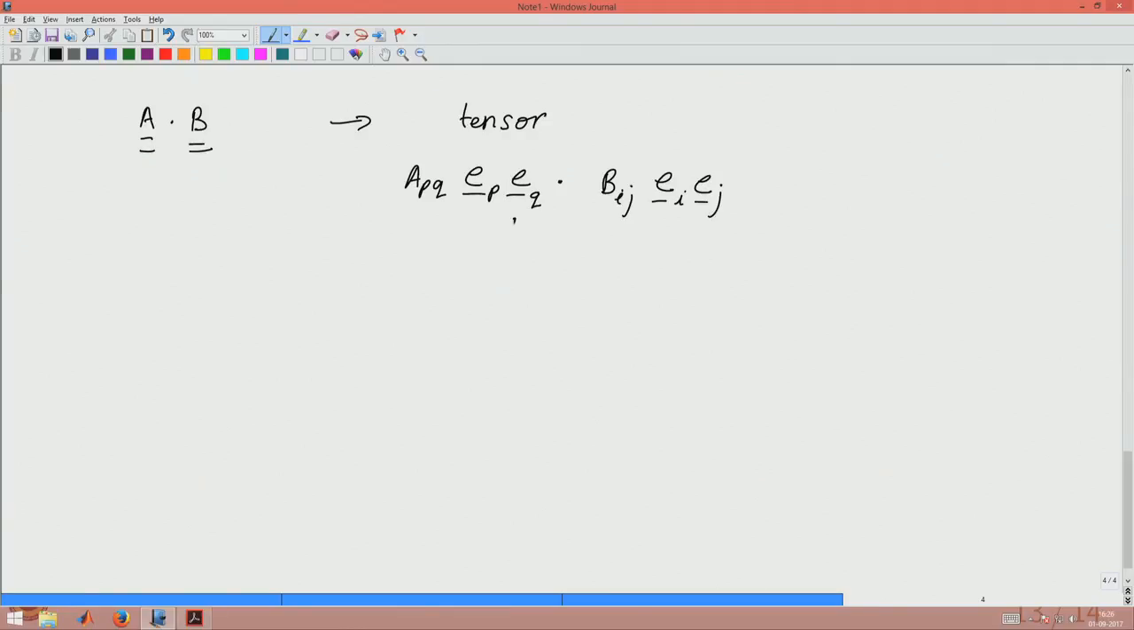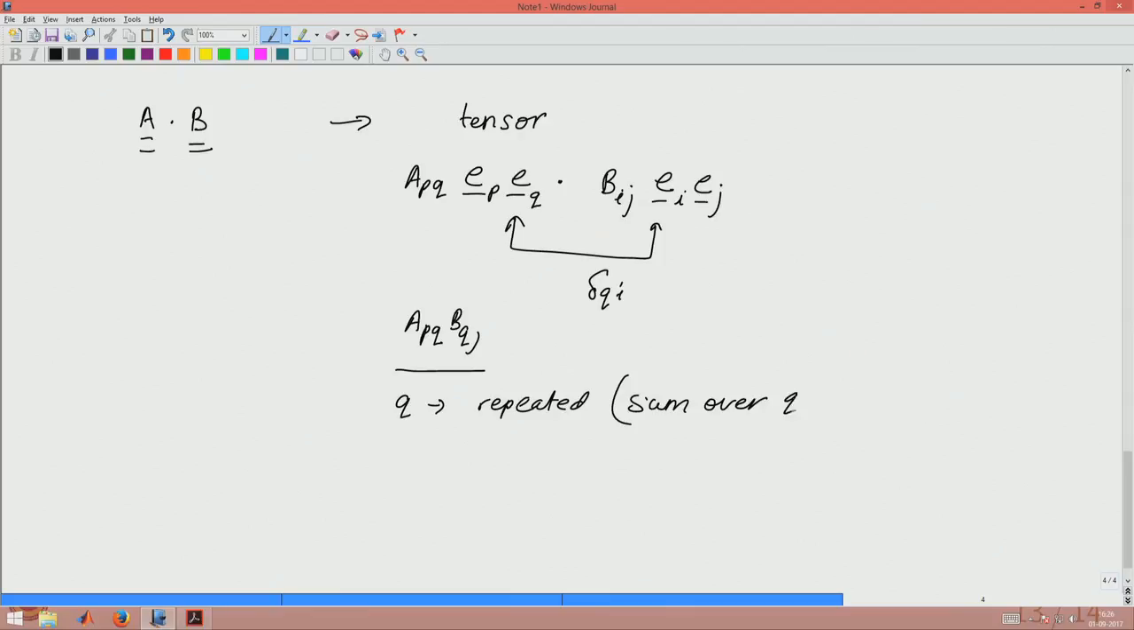And so, again like in the earlier case, there is only one dot product and these two would be involved, and if we are getting familiar with this, then we can quickly see that q and i have to be the same, because this dot product is nothing but delta_qi, and therefore, I can directly write this as A_pq B_qj e_p e_j. In fact, I need not write the two unit vectors also, because I know by looking at this quantity that q is repeated. So, there is a sum over q, and when I write this, it is the pj component.